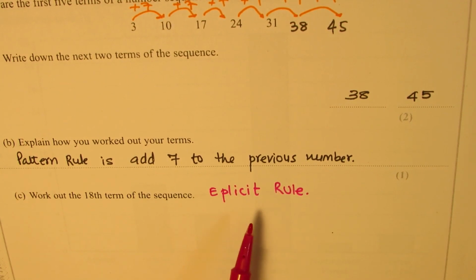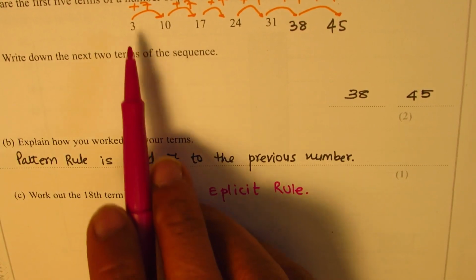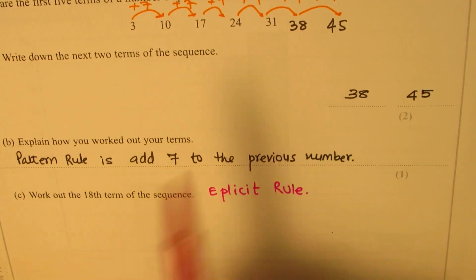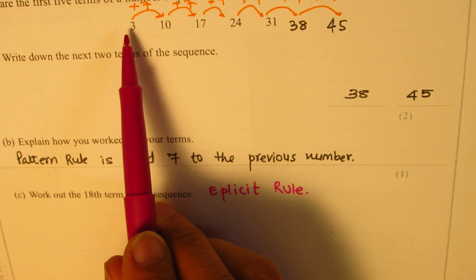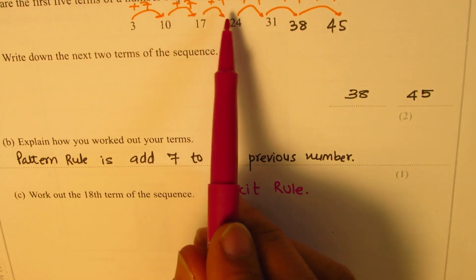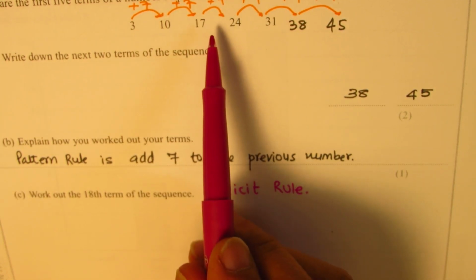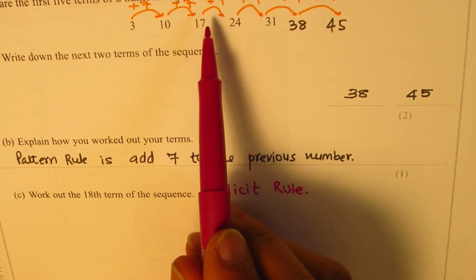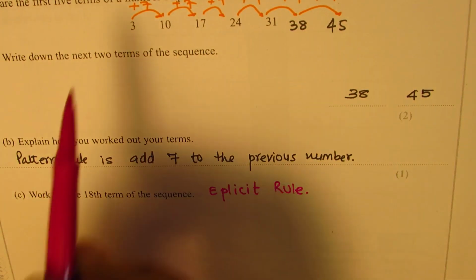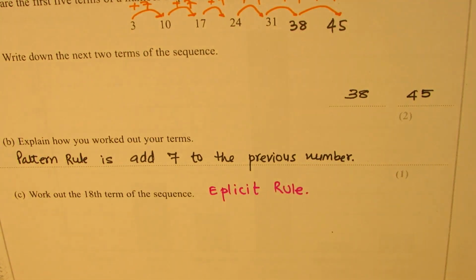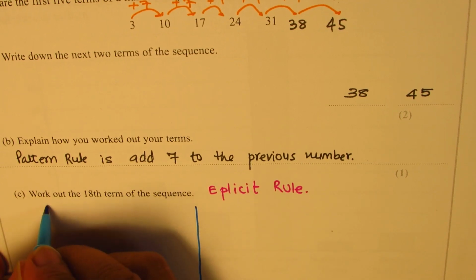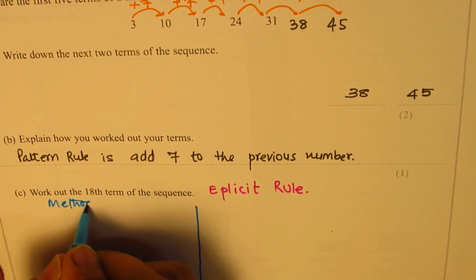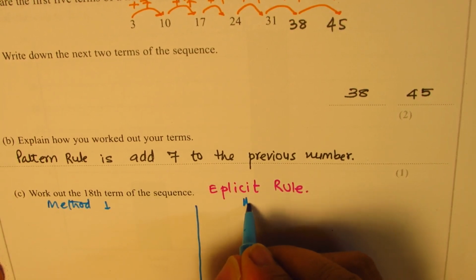So let us see how to develop a pattern rule from the given information. We are adding 7 each time. So that means adding 7 5 times means 5 times 7 is added. You see that? So you're multiplying by 7. So the rule could be related with 7, right? So that is one way to look into it. So I'll show you two methods of writing an explicit rule. So let me write method 1 and then method 2.